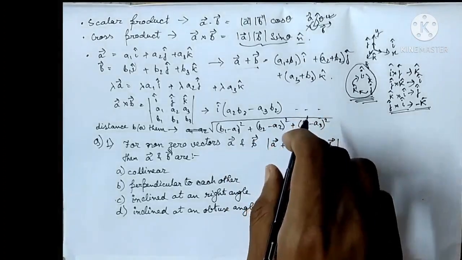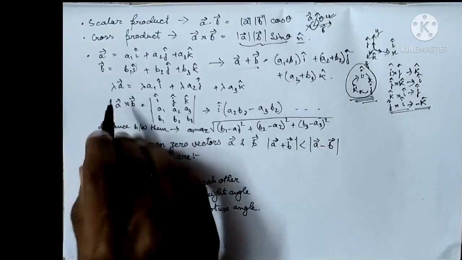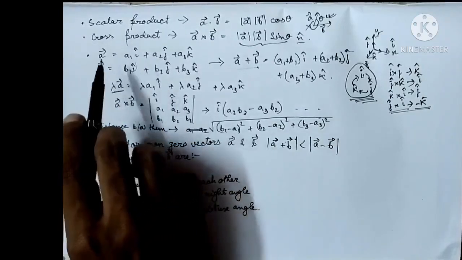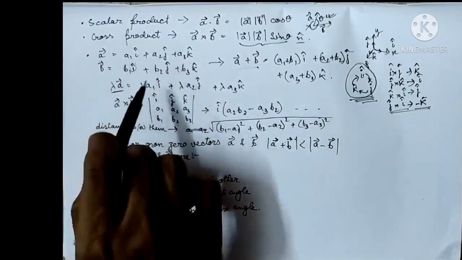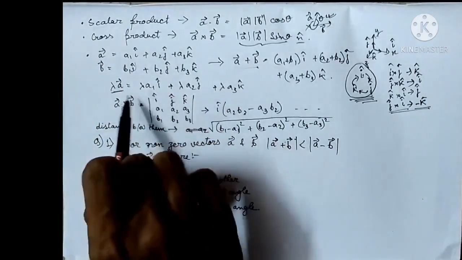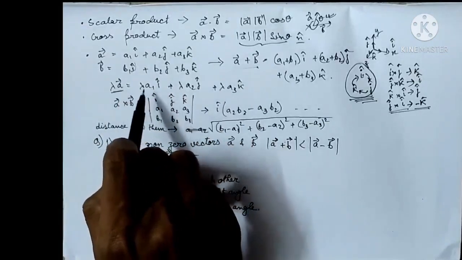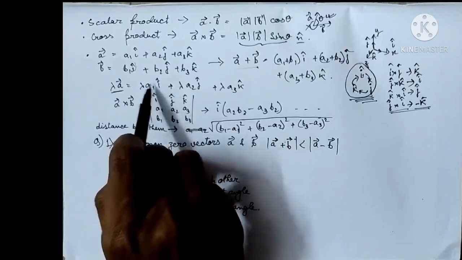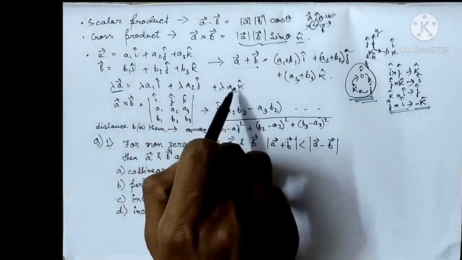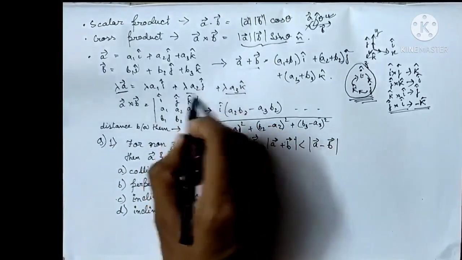So now we are coming to lambda a, any constant multiplied to one vector a, where a is this one. It will give us lambda a1 i cap plus lambda a2 j cap plus lambda a3 k cap. Simply we are saying that we can multiply this constant with i cap's constant separately, j cap's constant separately and k cap's constant separately.